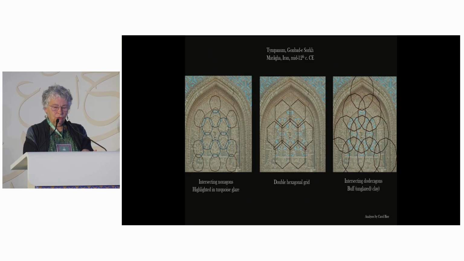A double hexagonal grid, which also implies extension beyond the arcuate tympanum, and intersecting regular dodecagons, 12-sided polygons, 6 of which also leave a 6-pointed star in negative space at the center, having a different orientation than that of the 6 nonagons. The 2 central 6-pointed stars in negative space overlap, creating a 12-pointed star defined in the central zone. This pattern with intersecting polygonal networks on 3 levels is unique as far as I know.